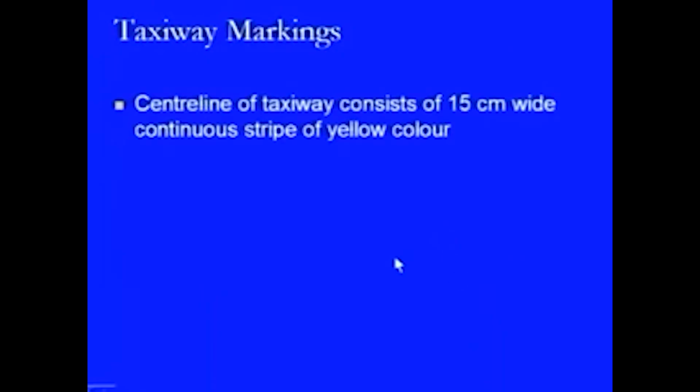Now, the center line of the taxiway is 15 centimeters wide. This is another type of marking, which is 15 centimeters wide, and it is provided in the form of a continuous strip of yellow color. Along with this there will be other markings on a taxiway. One type of marking we have already seen in the previous diagram, where we looked at the edge markings provided on the taxiway also.